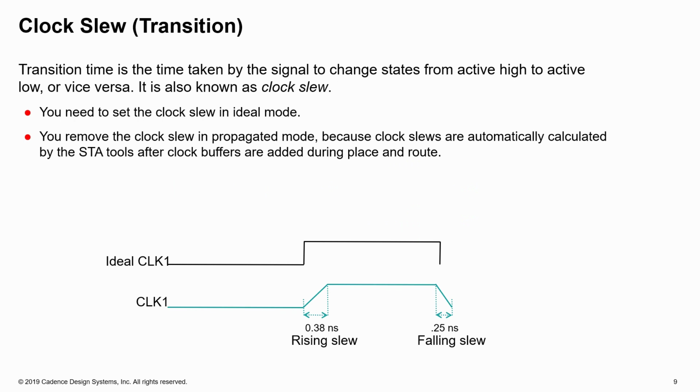As we've seen before, transition time is the time taken by a signal to change states. In the case of a clock, this is known as the clock slew, and clock slew is essential in ideal mode. So we need to define the clock slew in ideal mode because ideal clocks typically don't have any rise times and fall times. It's instantaneous. Whereas once the clocks are inserted, then the EDA tools will actually calculate the slews of the clocks through the buffers that are inserted.